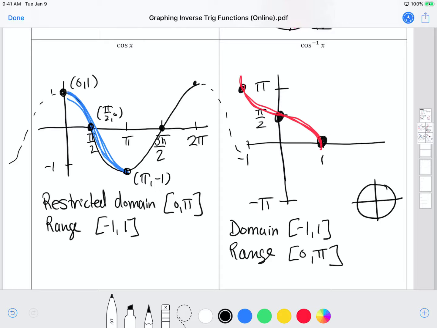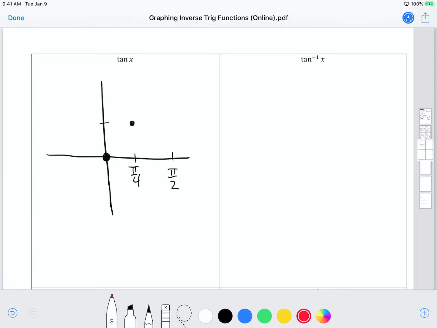Okay, for tangent, we have the point on there 0, 0. Then at pi over 4, we have the point 1. And then at pi over 2, we have an asymptote. And if we go in the other direction, pi over 4, x at negative 1, and then at negative pi over 2, we have another asymptote. And our graph of tangent looks like this.